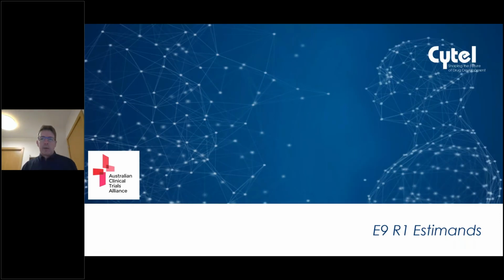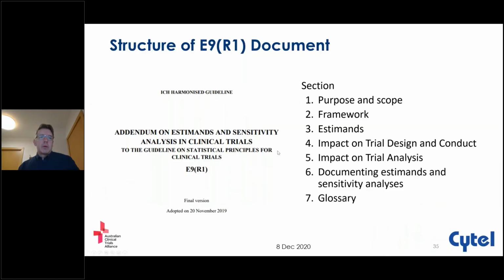So I'm now going to turn to the first revision of E9, and I've decided to do this in a separate session because it's quite a big change to how we write protocols and analysis plans and think about objectives and the analysis of clinical trials. This document was adopted, so this is the final version, at the end of 2019 in November. And there's been a lot of discussion around the Estimands framework, which is exactly what this talks about.